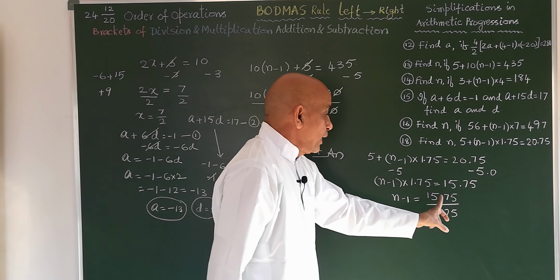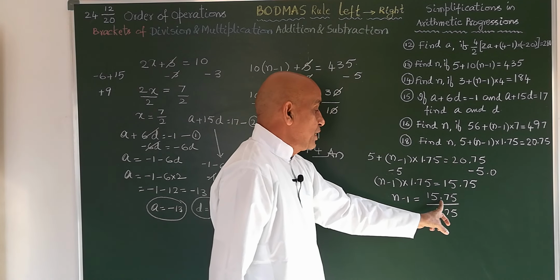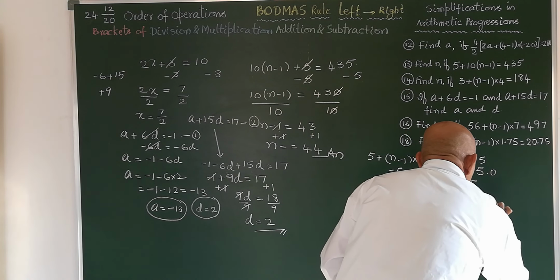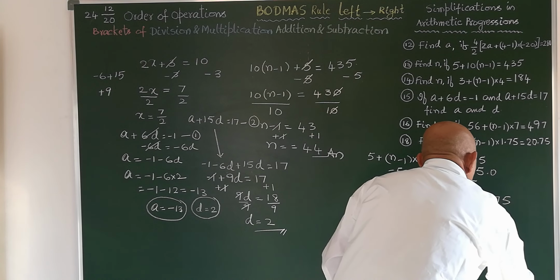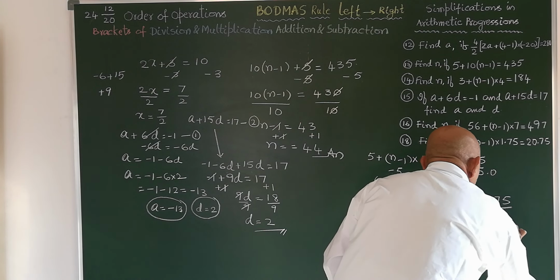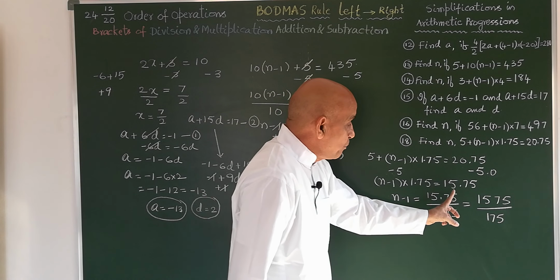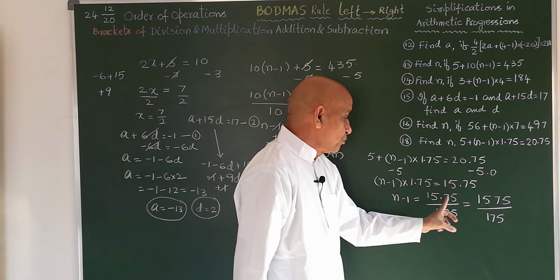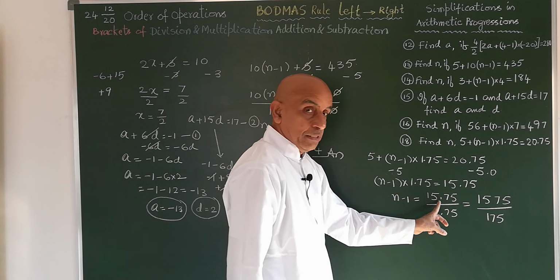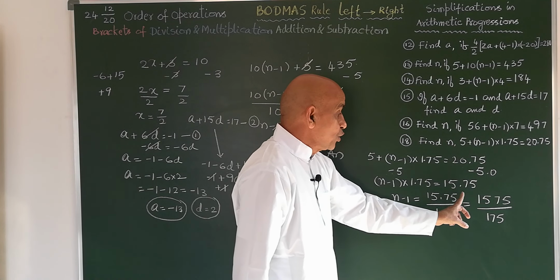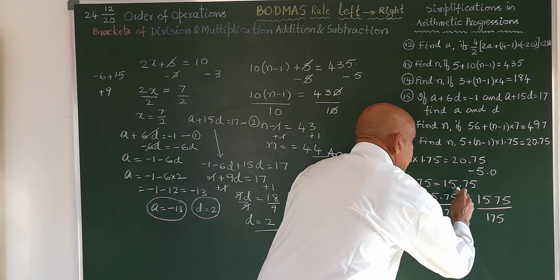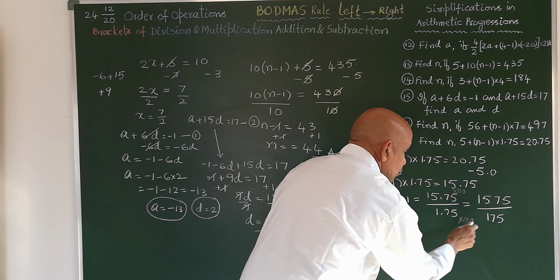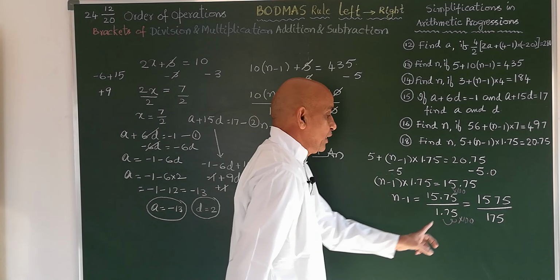Now whenever you have a decimal before two places here, the decimal can be removed. 15.75 by 175. Why? If you multiply both numerator and denominator with 100, 1 followed by 2 zeros, because the decimal point is before two places. There are two places after the decimal point. So we are multiplying with 100 here, here also 100. So then this decimal, because 2 zeros are there, will be shifted.